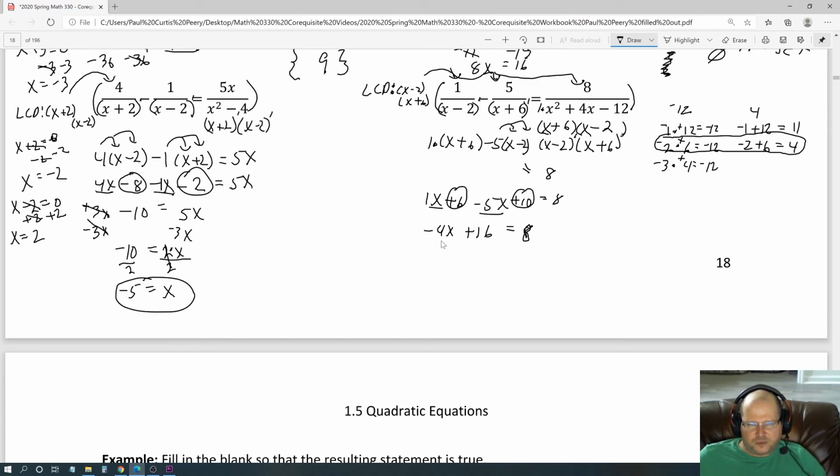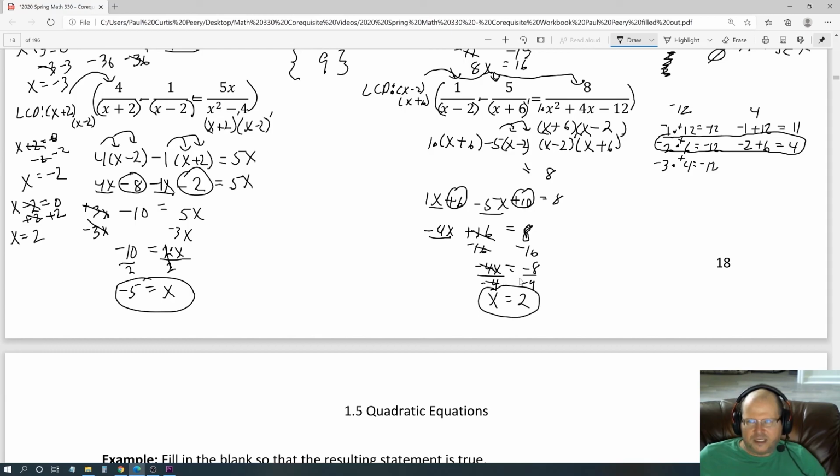Next, we want to get all the variables on one side. Check, already done. We want to get all the constants on the other. Minus 16, cancel, cancel. Negative 4x is equal to 8 minus 16, which is negative 8. Next, we want to undo the multiplication of x by negative 4 by dividing by negative 4. Whatever we do to one side, we do to the other. Cancel, cancel. We end up with x is equal to negative 8 divided by negative 4. Negative divided by negative is a positive, and 8 divided by 4 is 2.